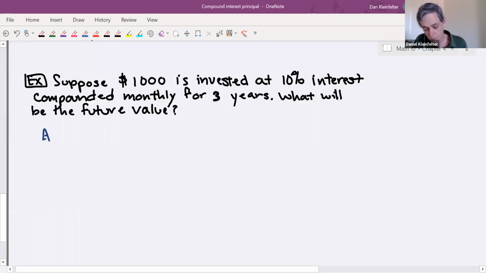So our amount will be our $1,000. Sorry, my pen's got a little wonky. And then that will be 1 plus 0.10. Sorry, I need to change my battery. Hang on a second.